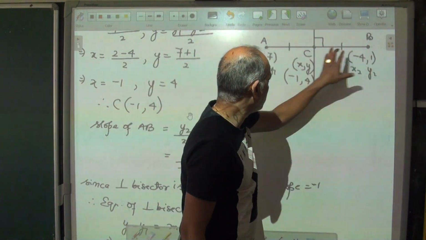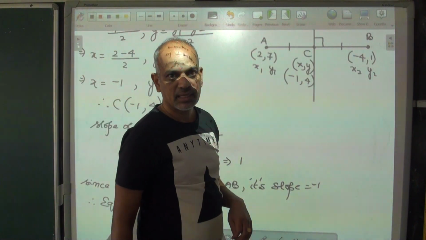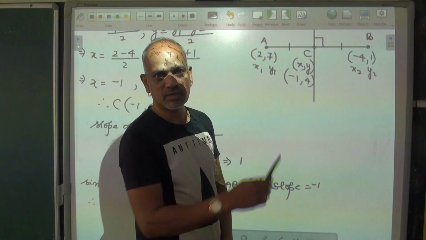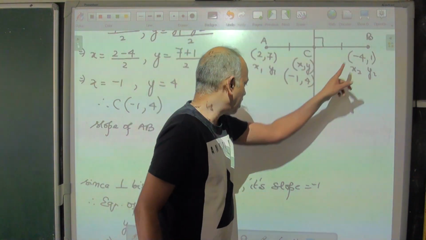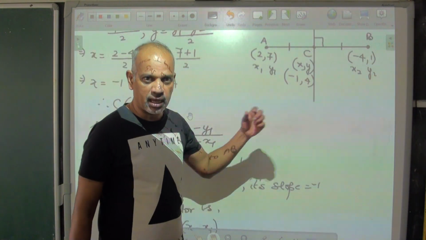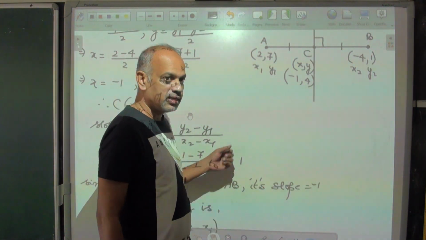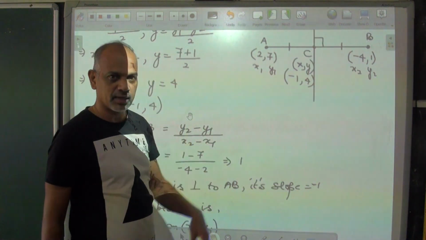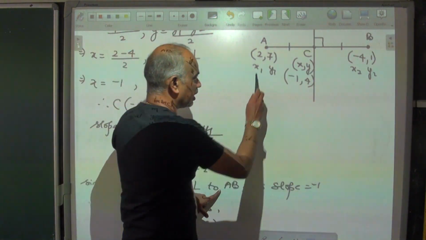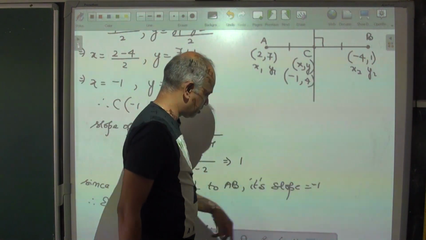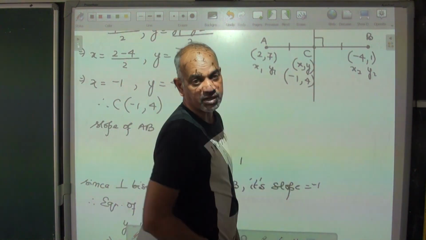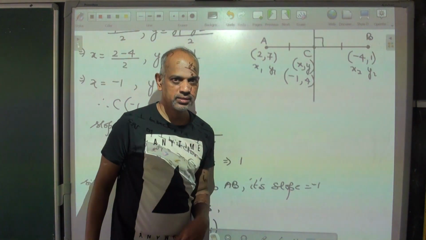But what you know about this line and this line is they are perpendicular, which means the slopes are related as m1 into m2 is equal to minus 1. So m1 you know is 1. So m2 you can find. If you substitute m1 into m2 is equal to minus 1, you will get the slope of this is minus 1. Since the perpendicular bisector is perpendicular to AB, its slope is minus 1. If one slope is 1, the other one's slope will be the negative reciprocal, that's minus 1.